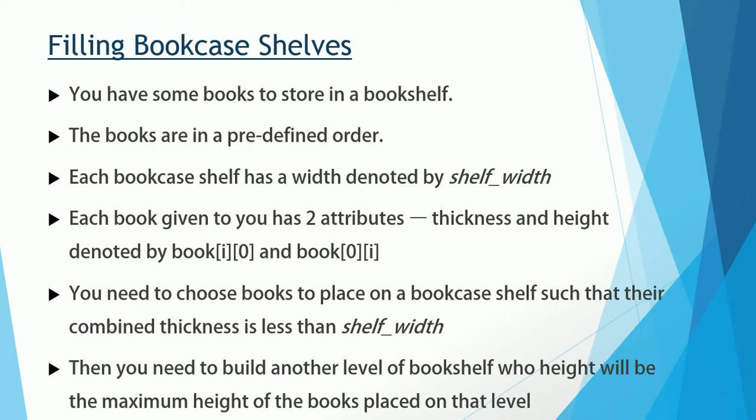So once you have placed a certain amount of books in a particular rack, then obviously you will have some more books remaining, for which you'll have to build another level of bookcase shelf or a rack. Now, the height of the rack which you are going to build will be the maximum height of the books which you are going to place in that rack. So let's say you have got 4 books. The height of book number 1 is 1, of book number 2 is 2, of book number 3 is 1, and of book number 4 is 3. The maximum height from this set of books is 3. So the height of the rack which you are going to create has to be 3.